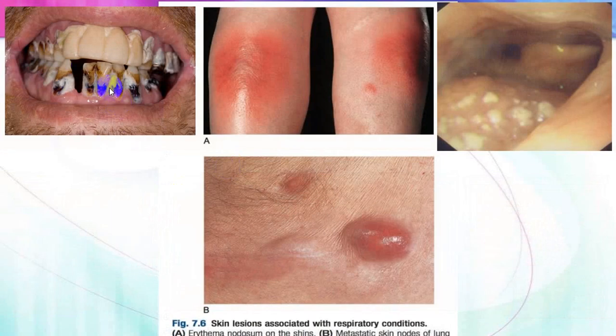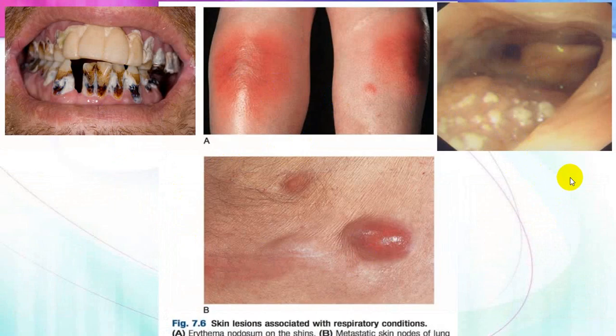Bad oral hygiene may be responsible for lower respiratory tract infections. Skin lesions, look at the skin lesions. These are oral lesions which will be responsible, again, for lower respiratory tract infections. These are over the tongue.